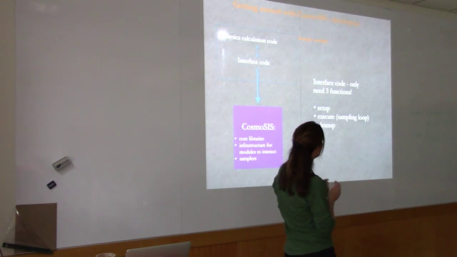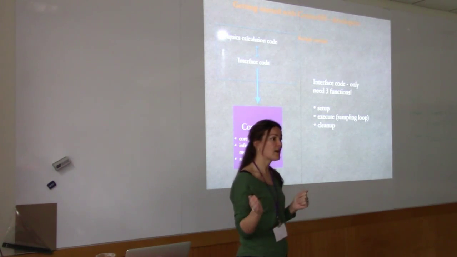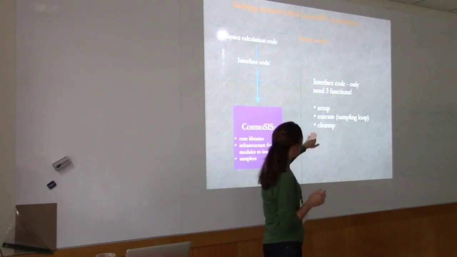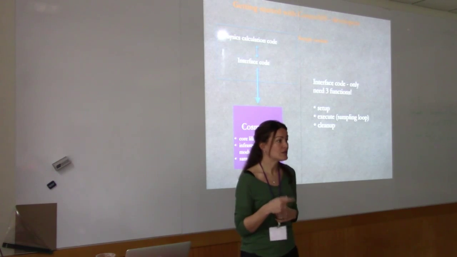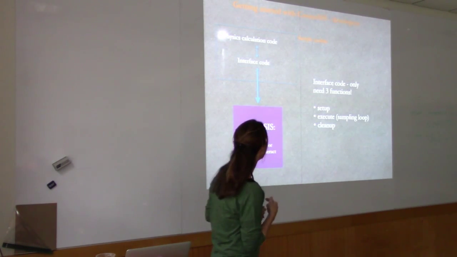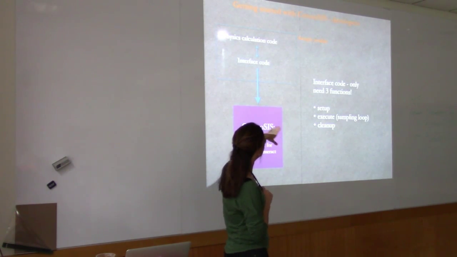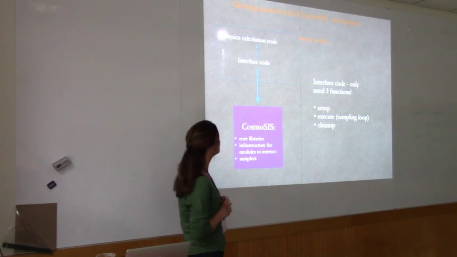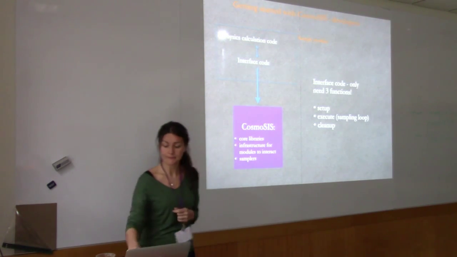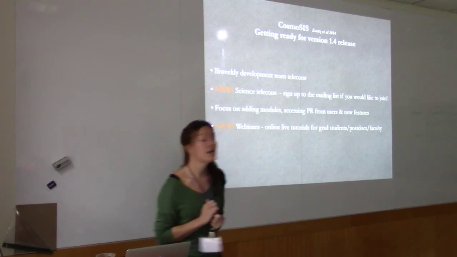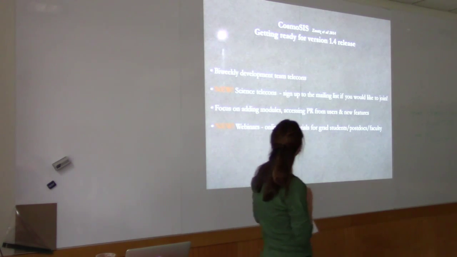So these are setup features which exist throughout the entire sampling loop, whereas the execute function is something which will actually be done every single iteration by the sampler. So this is the only thing you need to do in order to make your physics calculation code talk to CosmoSIS. Okay, so we're getting ready for the version 1.4 release.